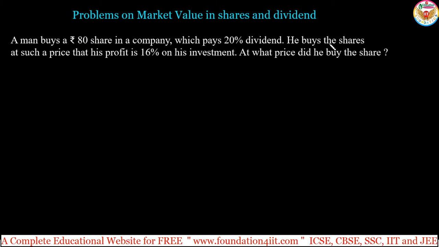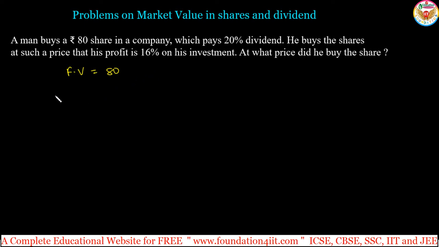He buys these shares at such price that his profit is 16% on his investment. At what price did he buy the share? Okay, so he buys these shares at a price such that the profit is 16% of his investment. Let us find out the investment. Now, the dividend or profit given by the company on one share is 20% of 80, because face value is given, right? Face value is equal to 80 and dividend is 20%.